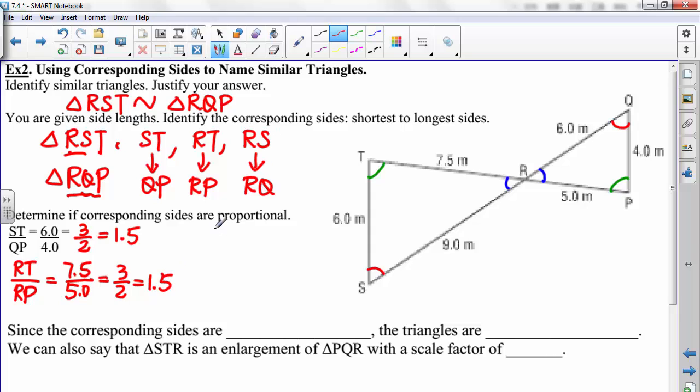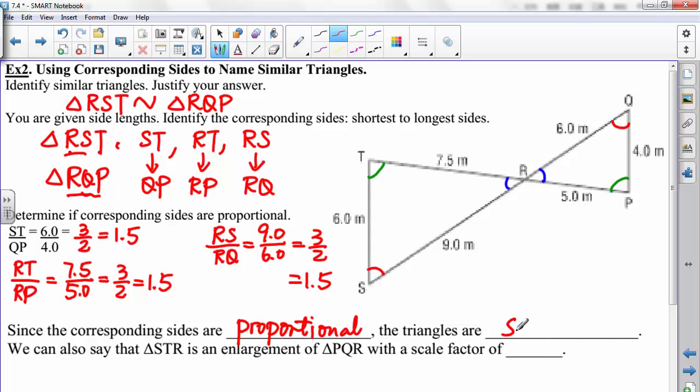Let's look at the last pair. It's RS over RQ. RS is 9.0. RQ is 6.0. Let's reduce the fraction to the lowest term. This one is 3 over 2 as well. The decimal value is 1.5. So we can see that since the corresponding sides are proportional, these two triangles are similar.